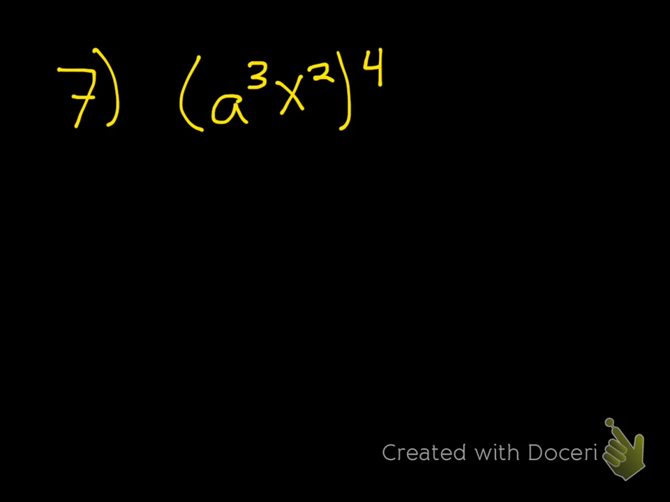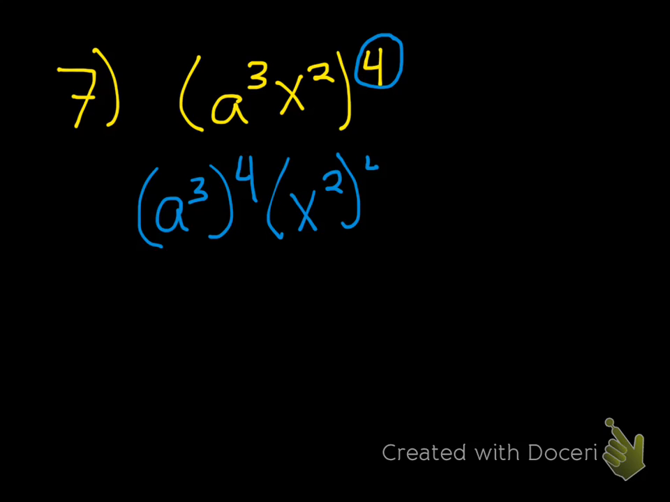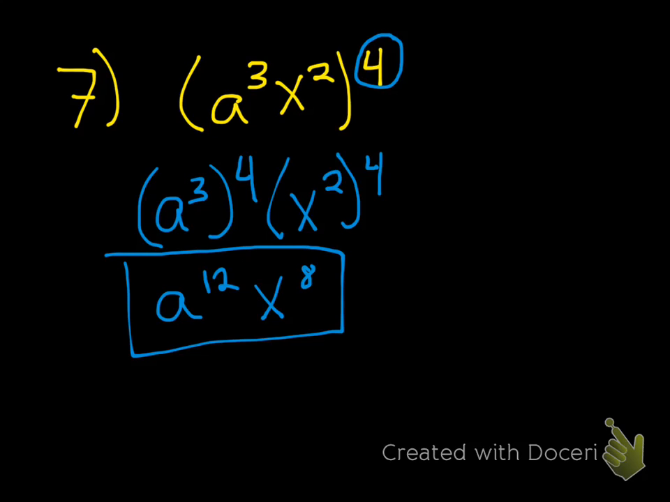Number 7. Okay, same thing. So remember, we are taking things inside the parentheses and we are raising it to the 4th power. So that means we're going to do a to the 3rd to the 4th power and x squared to the 4th power. Okay? So I just took it from one step and went to the second step. Now I know if I raise a power to a power like this, I get a to the 12th times x to the 8th. And that's my final answer.